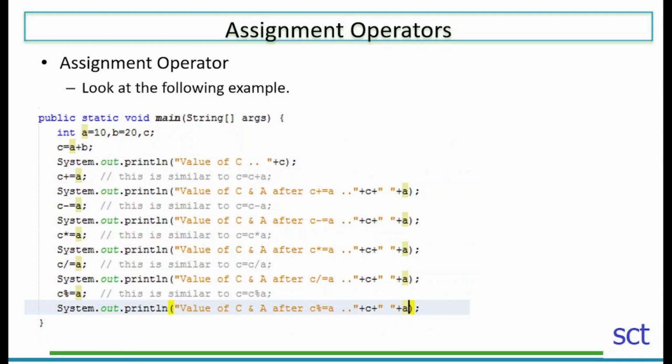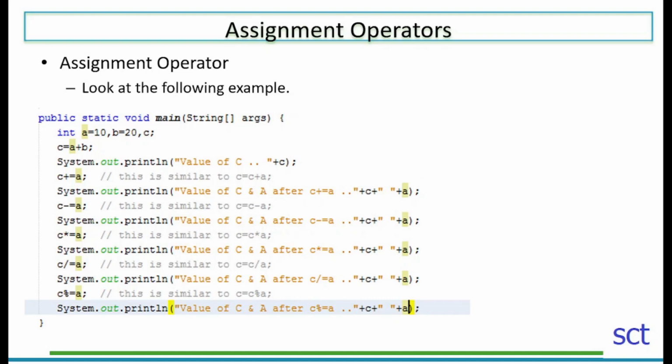You can try this example. It is very simple, as we have seen this many times. We can say A is equal to 10, B is equal to 20 and C is equal to C plus A. So here it is added and then it is assigned to C. So the value of C is going to be 30 here. Same way these assignment operators can be used in our program.